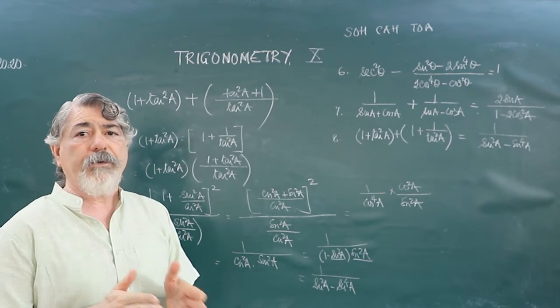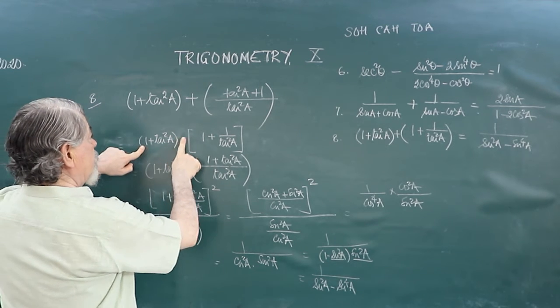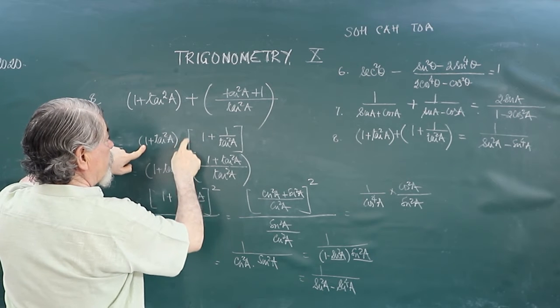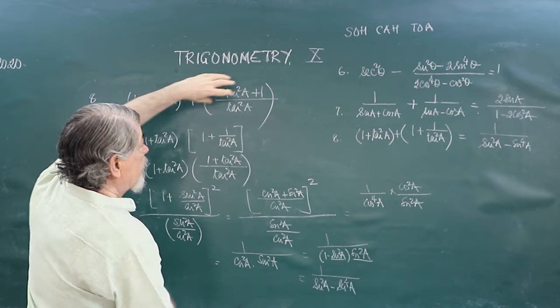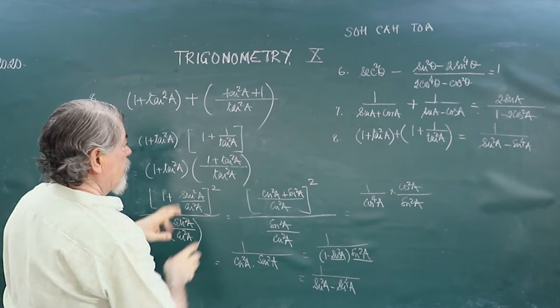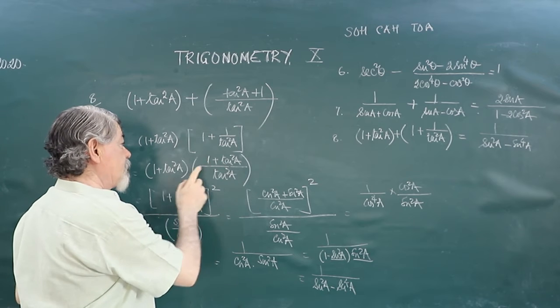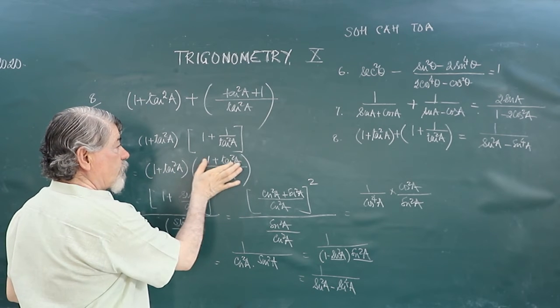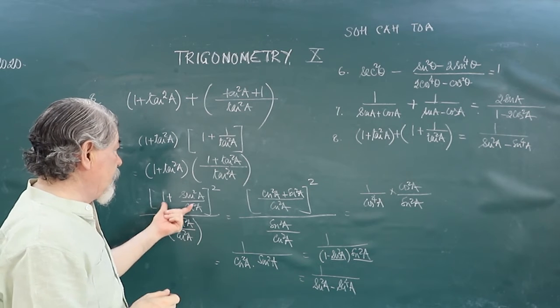I took 1 plus tan square A common in the numerator. When I took this numerator common, what was left was 1 plus 1 upon tan square A. Because this became 1, it became 1 upon tan square A. Again I took tan square A as the LCM, it became 1 plus tan square A. 1 plus tan square A, 1 plus tan square A means 1 plus tan square A whole square.